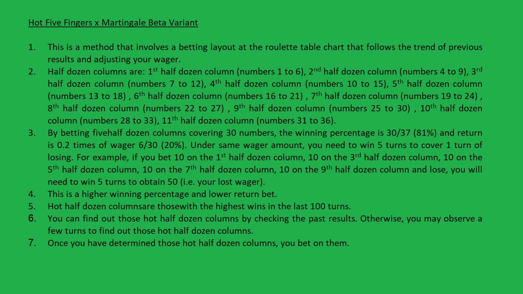2. Half dozen columns are: first half dozen column, numbers 1 to 6, second half dozen column, numbers 4 to 9, third half dozen column, numbers 7 to 12, fourth half dozen column, numbers 10 to 15, fifth half dozen column, numbers 13 to 18, sixth half dozen column, numbers 16 to 21.